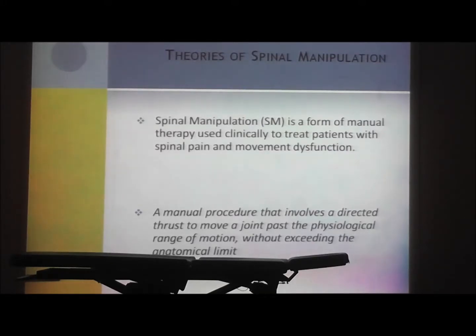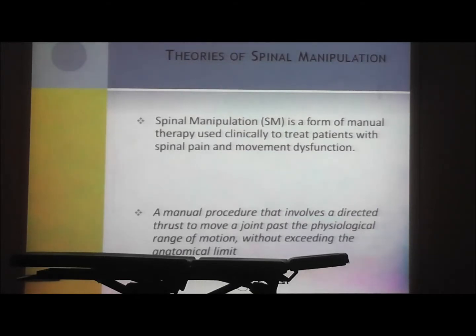A manual procedure that involves a directed thrust to move a joint past the physiological range of motion without exceeding the anatomical limit. As we know, we have the normal physiological movement limit. If you ask me to do rotation, you can go further in rotation like that, it's active. But I can push my hand further. This is the anatomical limit. It means that the thrust or the manipulation will come between these two limits.